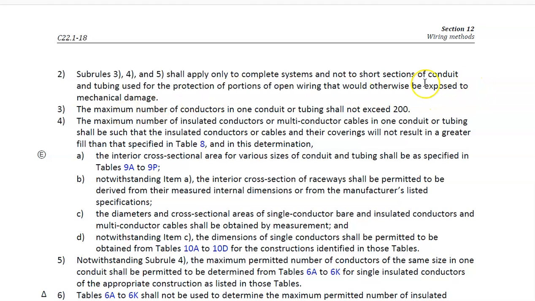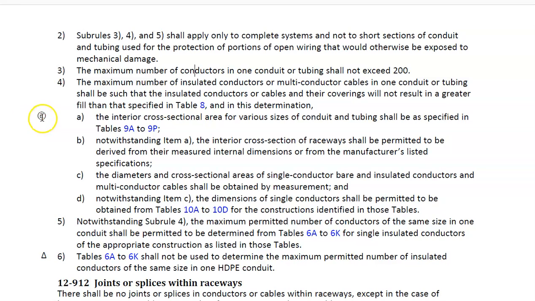Sub-rule 3 over here talks about the maximum number of conductors cannot exceed 200. And then sub-rule 4 talks about our fill. Now mine's got a little E next to it, and that's because there was a little bit of errata or small error. In the early ones, I think they forgot to put the last 9, they ended at 9K or something like that. Whatever, it wasn't anything major inside of there.